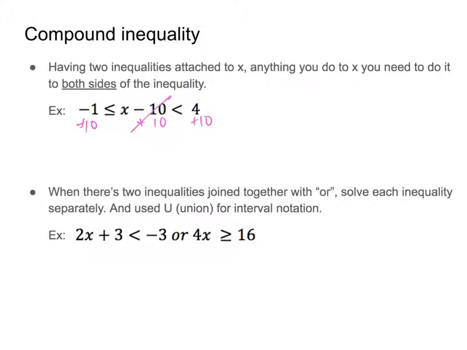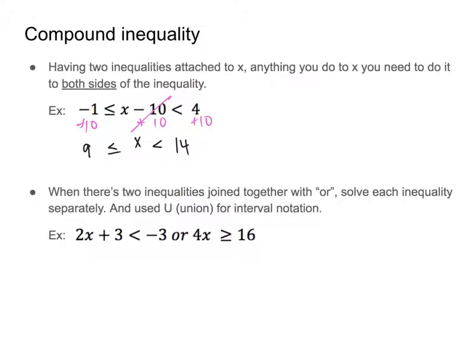That cancels out the 10 in the middle, where x drops down, and the inequalities drop down, and then you have to work the stuff on either side. So -1 plus positive 10 is 9, and then 4 plus 10 is 14. And so in this case, we have x is between 9 and 14.